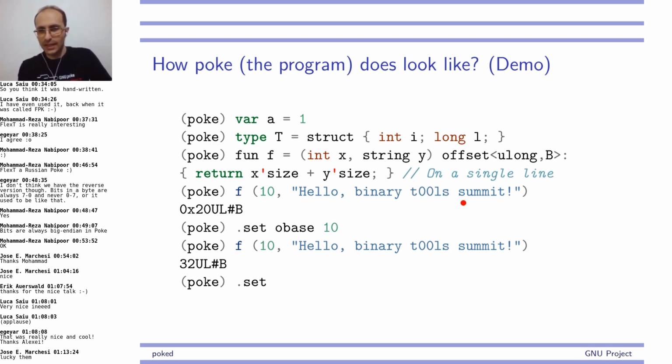We call this function with these two arguments, 10 and "hello" as a binary string, and you get 20 in hexadecimal. Here I'm showing you the .set command, which is not part of the poke programming language but part of the poke CLI tool. You can change the output base of the virtual machine, and if you call it again, you see 32 bytes. And if you just enter .set, you get all the options we have.